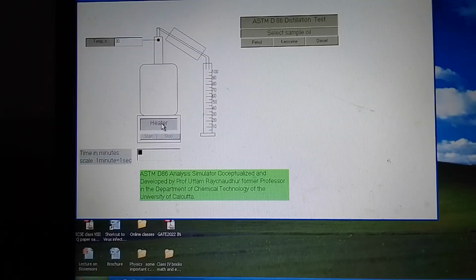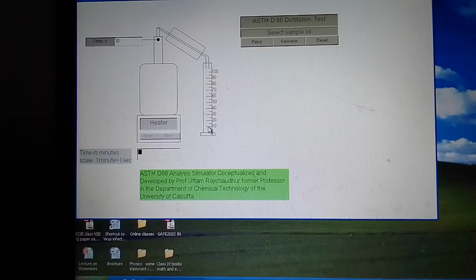So this heater, flask, the position of the thermometer, the type of collection, the rate of distillation, etc., everything is prescribed in the ASTM standard book. So the students are advised to look into the standards.